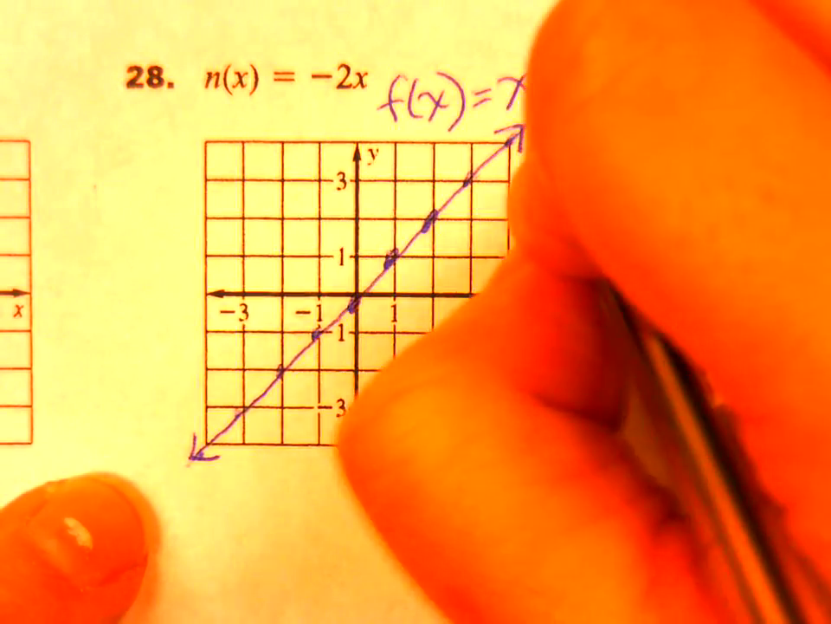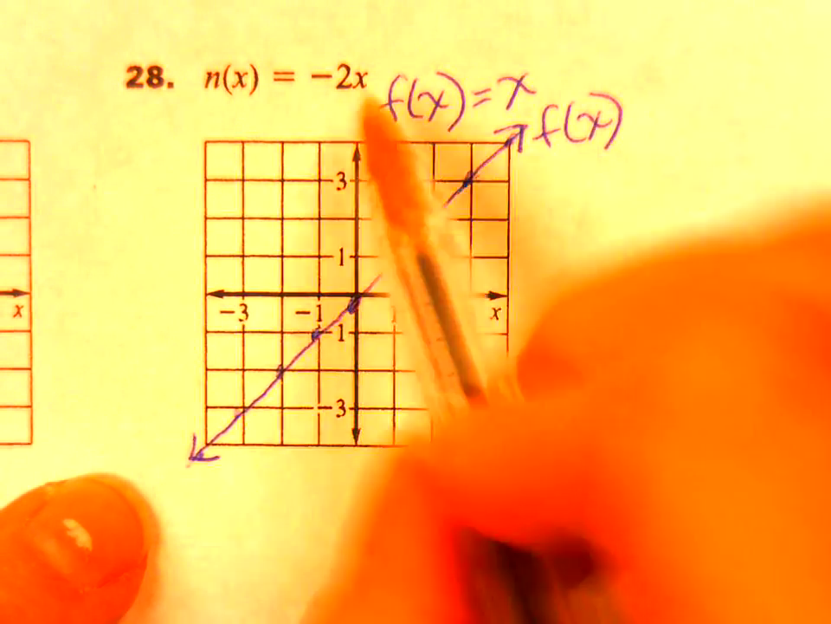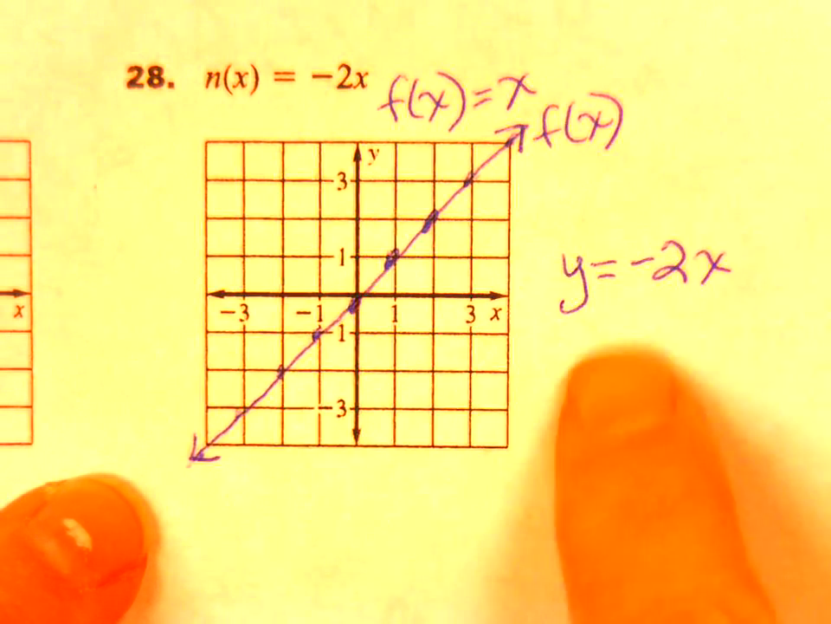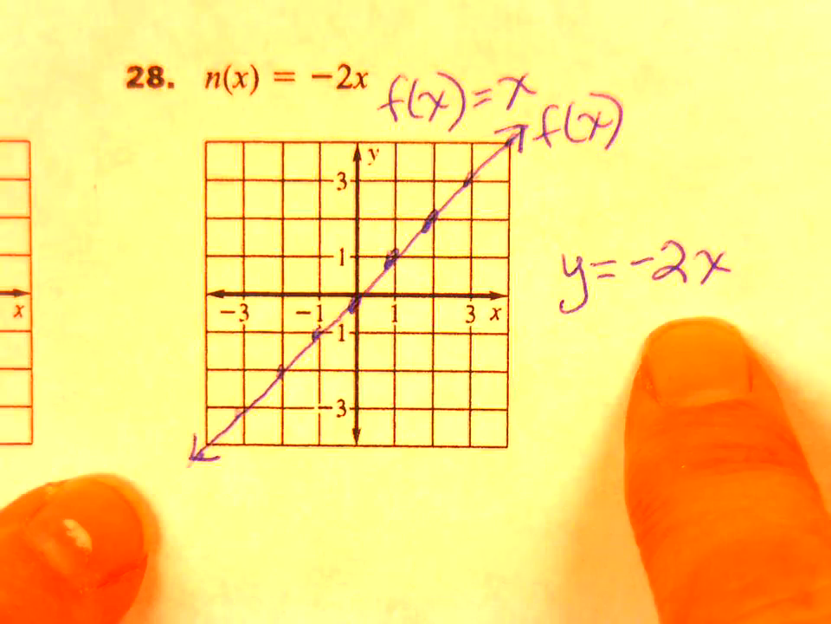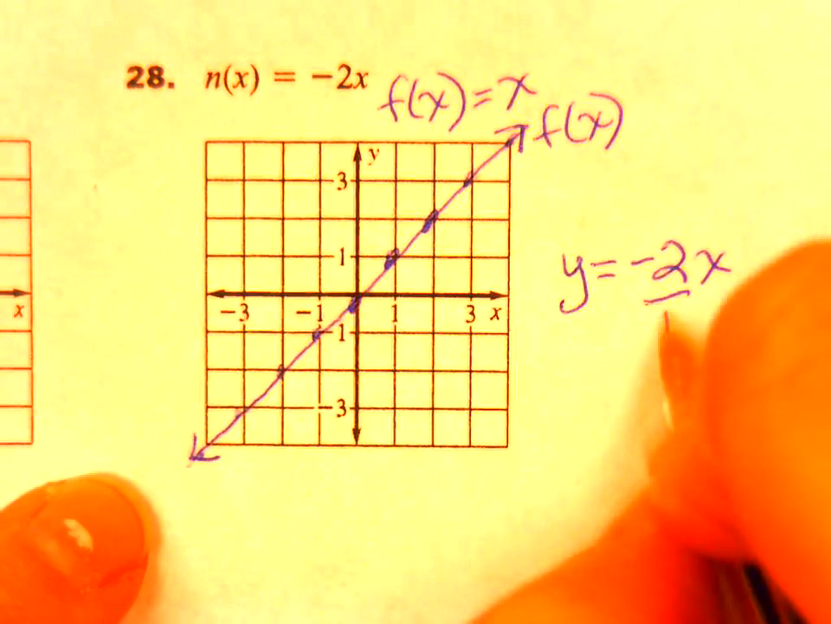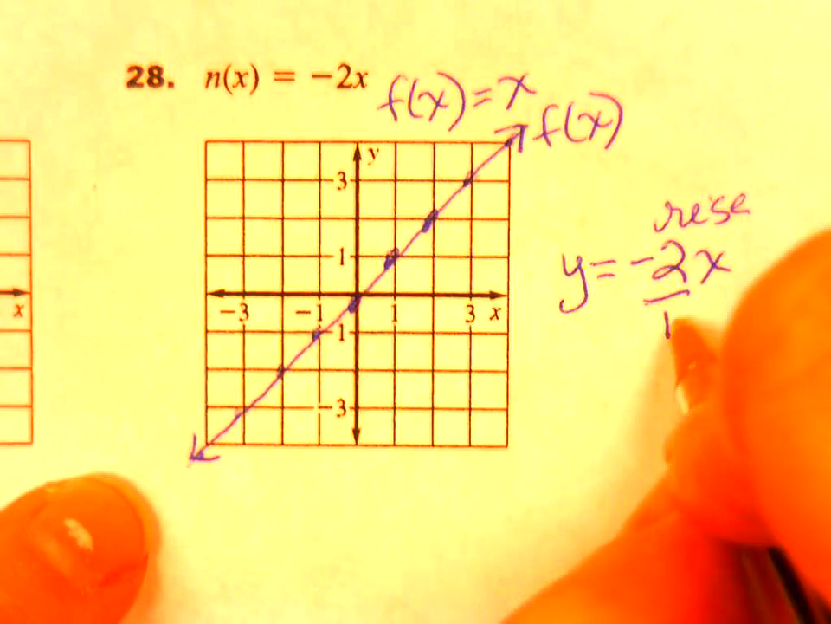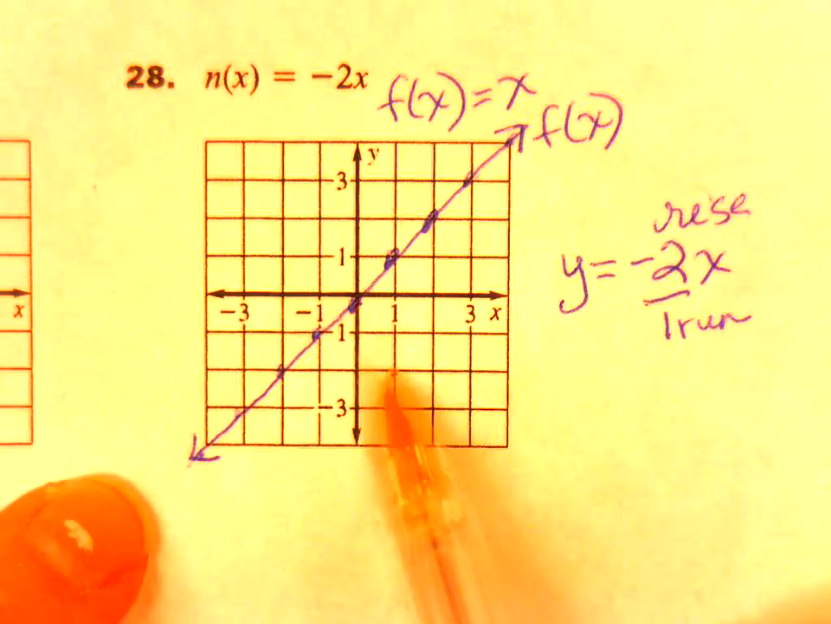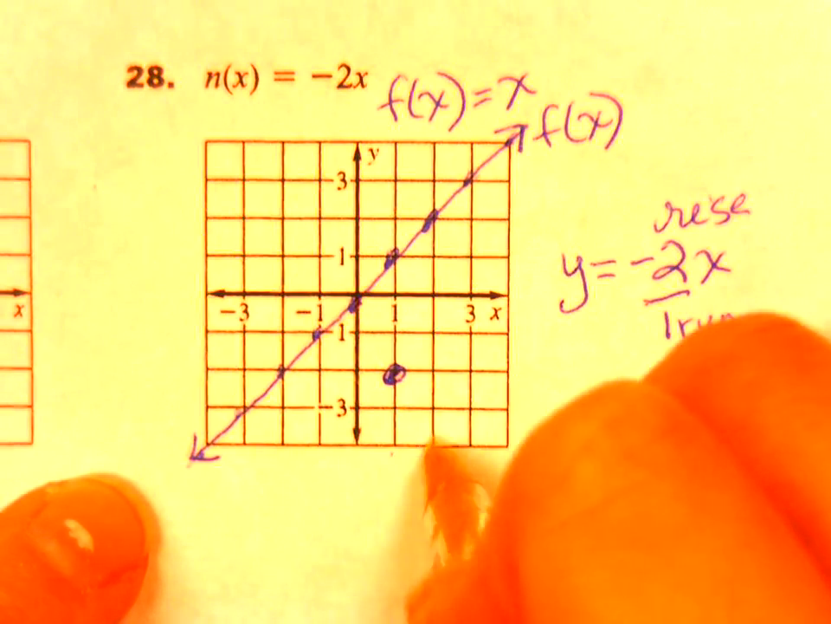Okay, so this would be no different than if I ask you to graph this. Okay, and again, that would be direct variation because the y-intercept is at 0. This would be the slope -2/1, and this is rise over run. So I'm going to go down 2 and over 1, down 2 and over 1. I could also go up 2 and left 1.